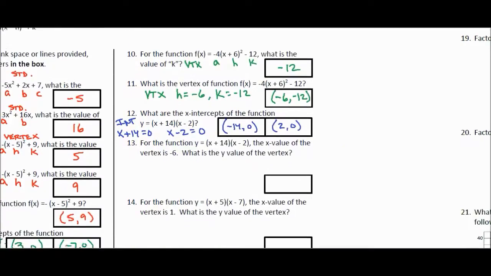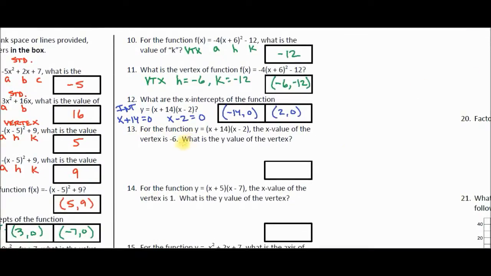Next question, number 13. For the function, again, this is not function notation, this is an equation, but that's okay. And the 14 is the same way, just ignore those, class. For the function y equals (x plus 14)(x minus 2), the x value of the vertex is negative 6. What is the y value of the vertex?